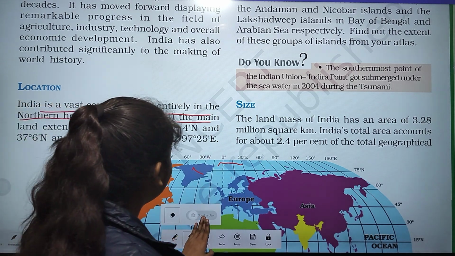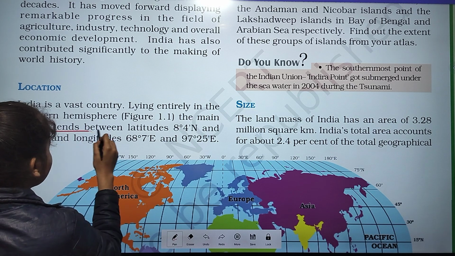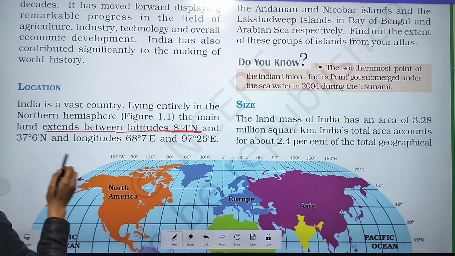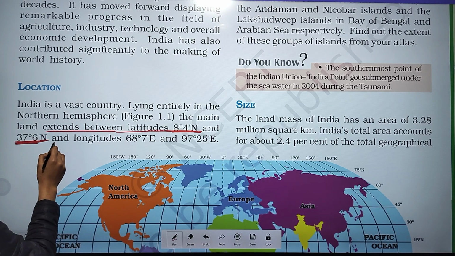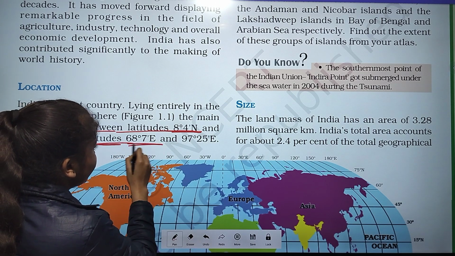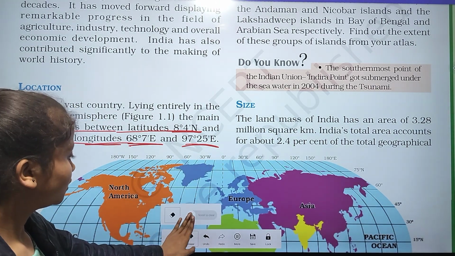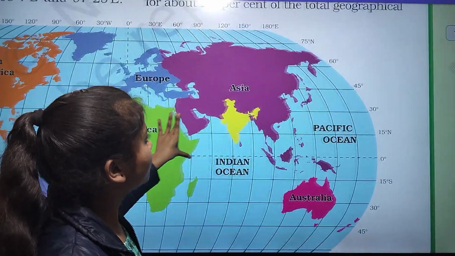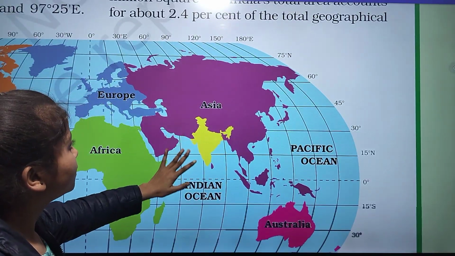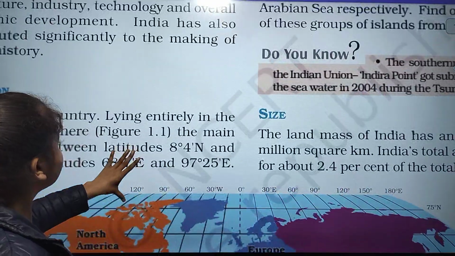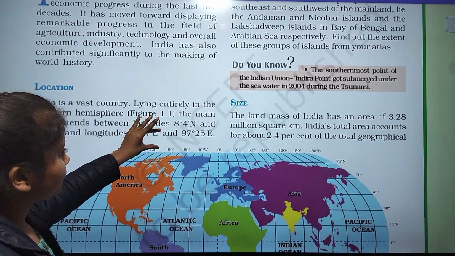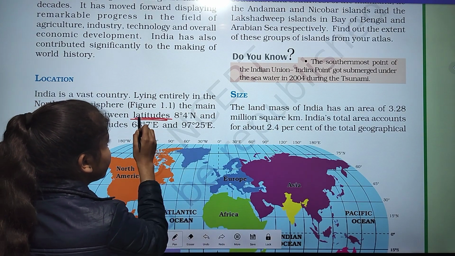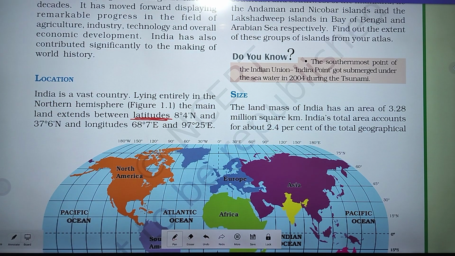It extends between latitudes 8 degree 4 minute north and 37 degree 6 minute north, and longitudes. You have to learn the degrees. Where is India located? This yellow one is our India. You have to learn the degrees that are given.